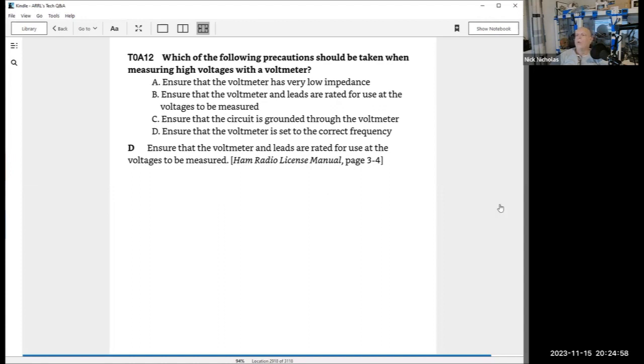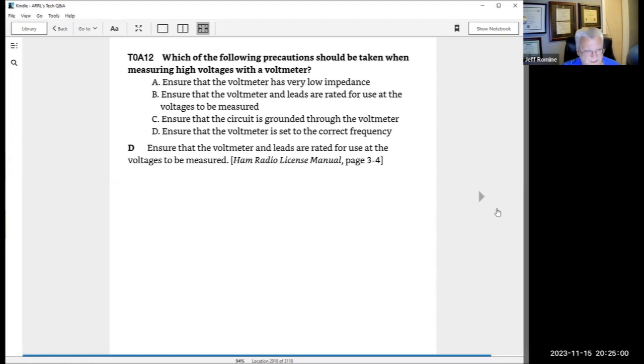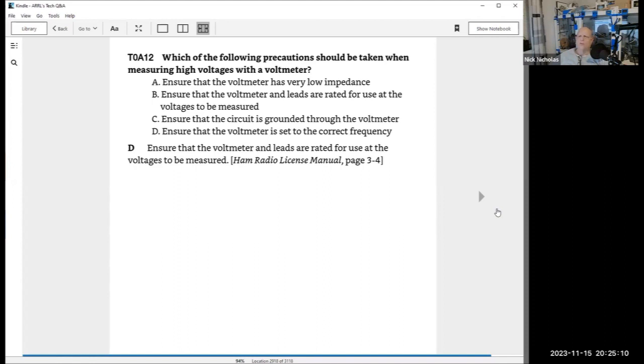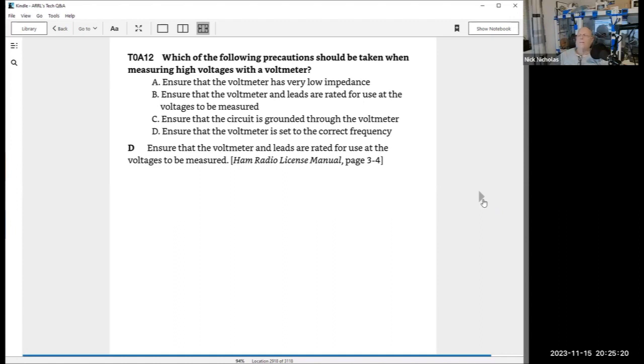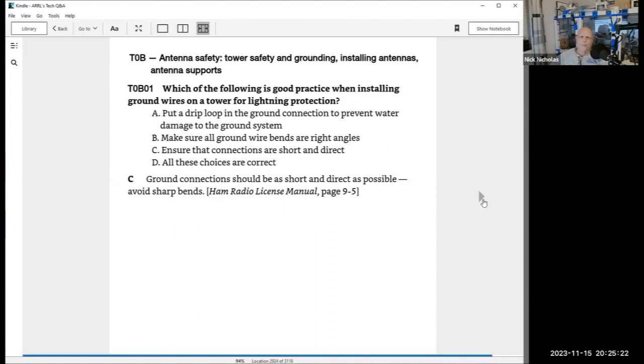In our book, that one is B as in boy, but in your sheet, that's D as in David. But it's the same answer. The right answer is ensure that the voltmeter leads are rated for the voltages to be measured. Yeah, in our book it's B for that answer, not D. So okay, good. Remember, that's the one to go with.